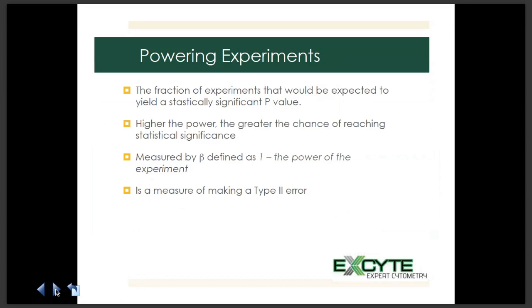We think of this as powering the experiment. And the concept behind the power of an experiment is a measure of the fraction of experiments that would be expected to yield a significant p-value. The greater the power of our experiment, the greater the chance of reaching statistical significance. We define this as a beta, which is here, 1 minus the power of the experiment. It's a little bit confusing, but we'll talk about that later. And it's a measure of making a type 2 statistical error.